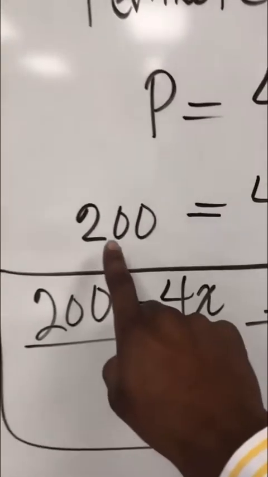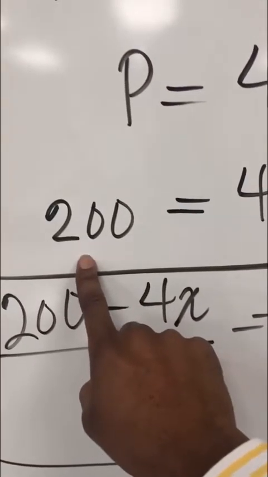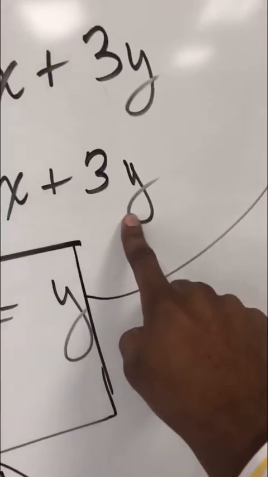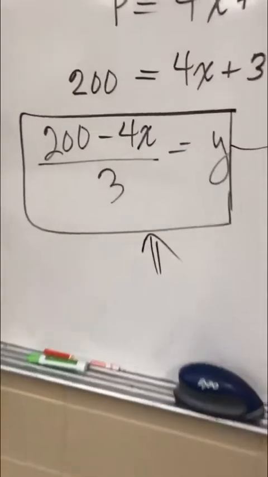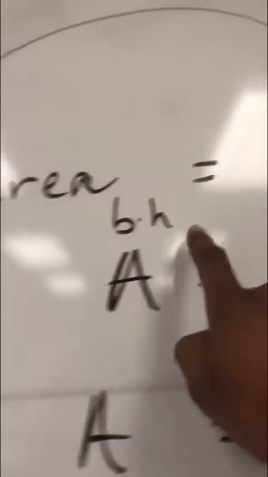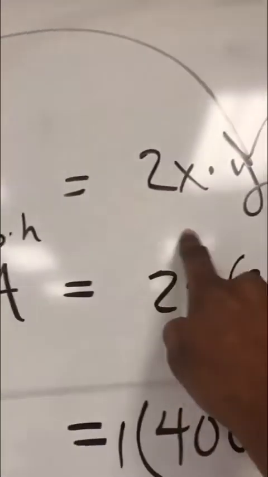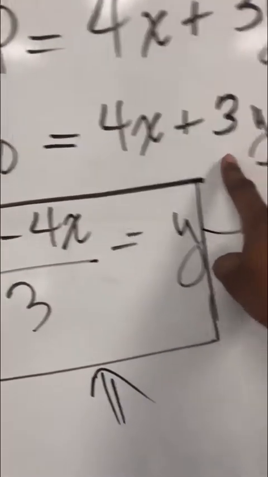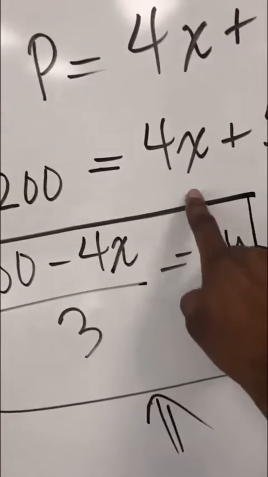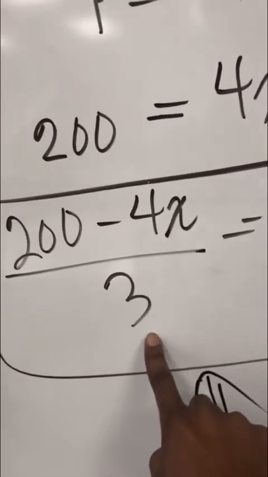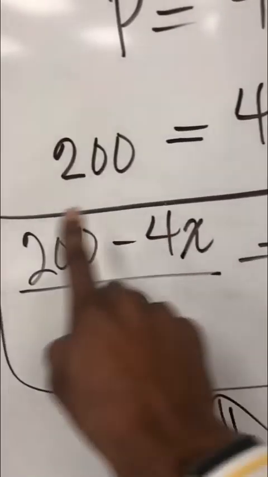But they also told us that you had 200 yards of fencing, so my 200 is equal to my perimeter. And since I'm dealing with area, which is base times height, that's 2x times y. I still have to come into this formula and get this variable by itself. Subtract 4x to get that over here, and once that's gone, I can divide by 3. That's why I divided by 3. Now y is equal to all of this.